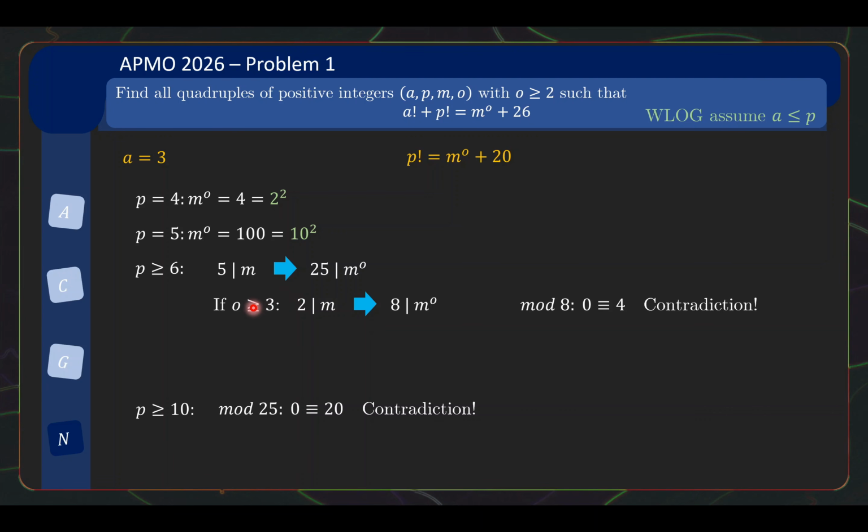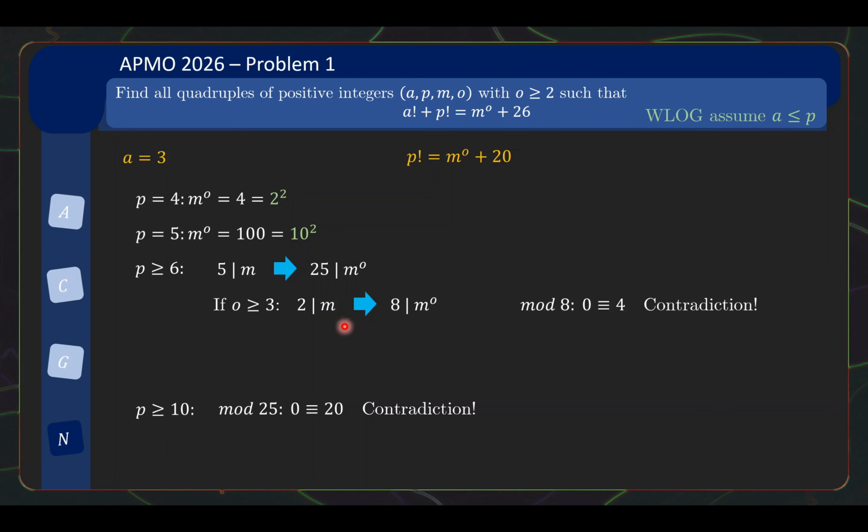You will see why. So if O is bigger than or equal to 3, then same thing, this is even. So M is divisible by 2. If O is bigger than or equal to 3, then 8 is a factor of M to the O, right? So now you can take mod 8. This part contains 2, 4, and 6 inside the factorial, so definitely divisible by 8. This is divisible by 8. This is only divisible by 4. So if you take mod 8, 0 congruent to 4, contradiction.